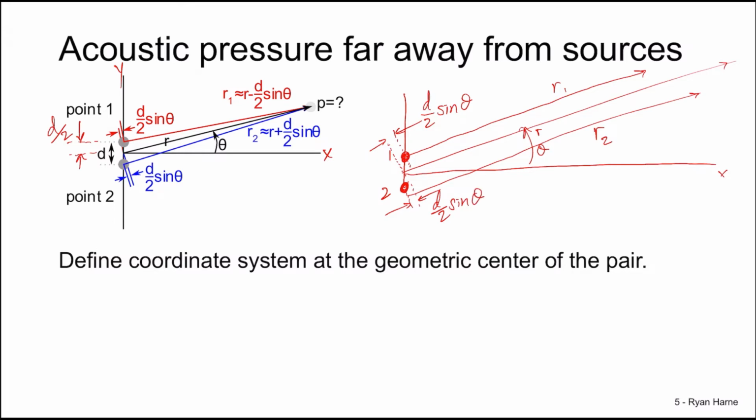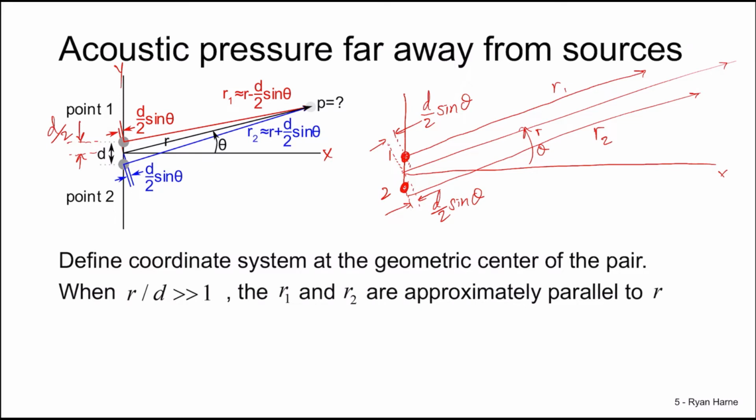So what we can do is say that when R divided by D is much greater than 1, we can approximate R1 and R2, the individual radial distances from the point sources to the field point. In other words, R1 is approximately equal to R minus D divided by 2 sine theta, and R2 is approximately equal to R plus D on 2 sine theta. This allows us to simplify our total acoustic pressure relation.